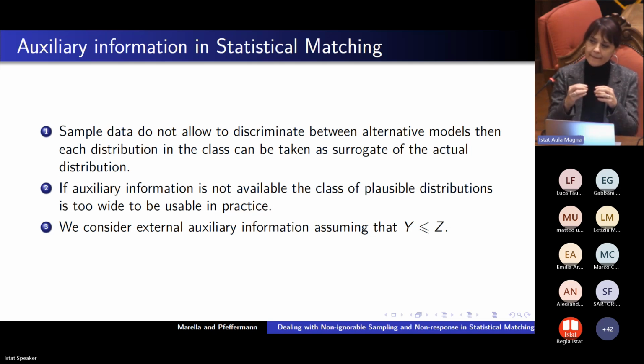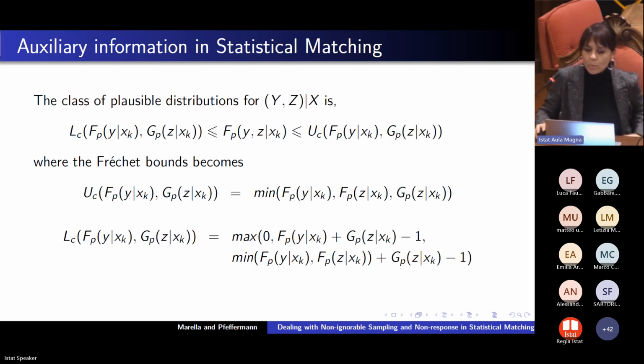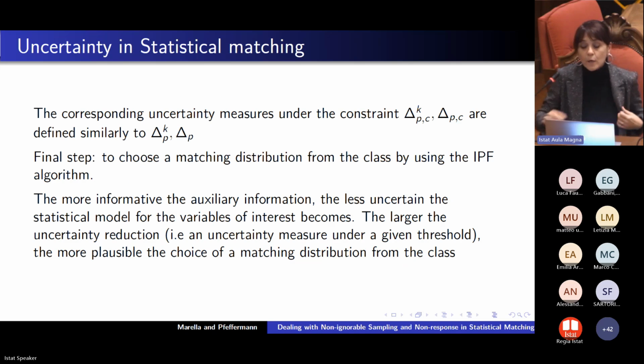And then this means that in the uncertainty approach, the availability of auxiliary information able to exclude some models, and then to reduce the class of plausible models with a consequent reduction of uncertainty, is crucial. For this reason, we consider external auxiliary information, assuming that the variable y is less than or equal to z. Then we can compute the new Frechet bounds, given where this is the upper bound and this is the lower bound. Finally, clearly we can, under the constraint, define the conditional uncertainty measure and the overall uncertainty measure as before.